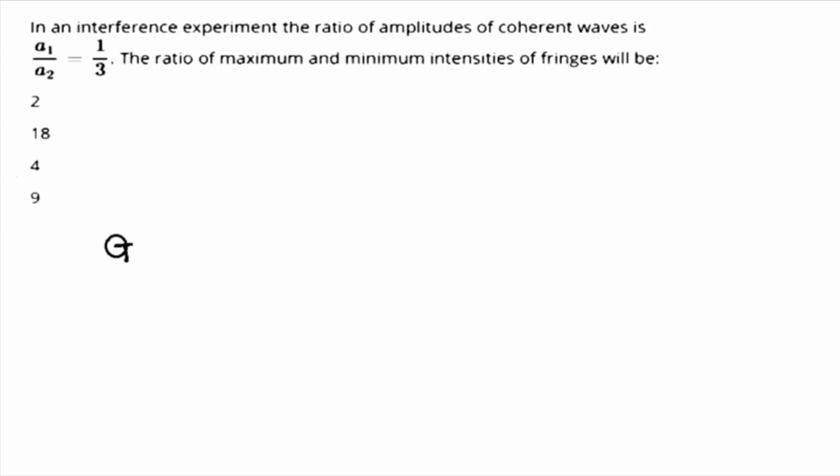And we know that the resultant intensity is proportional to amplitude squared. So all we have to find is Imax upon Imin.